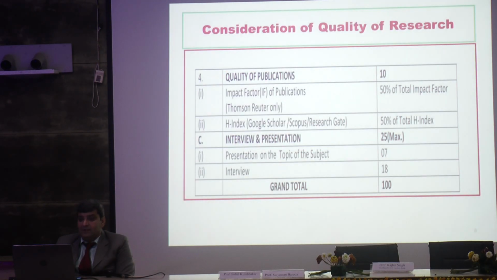Consideration of quality research. This slide is taken from a university, from the previous recruitment system. Quality of publication is judged by impact factor of publication, 50% of total impact factor. And there is a word Thomson Reuters only. It means it is India.